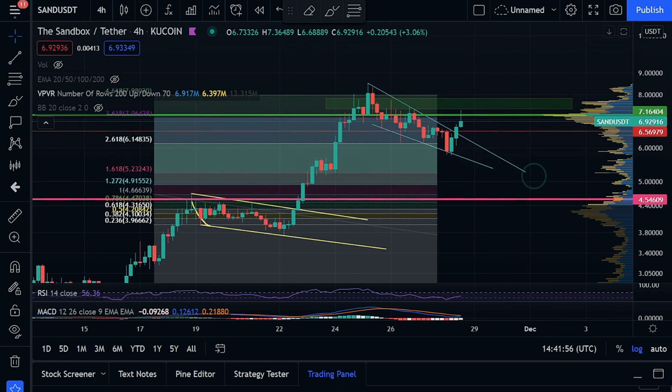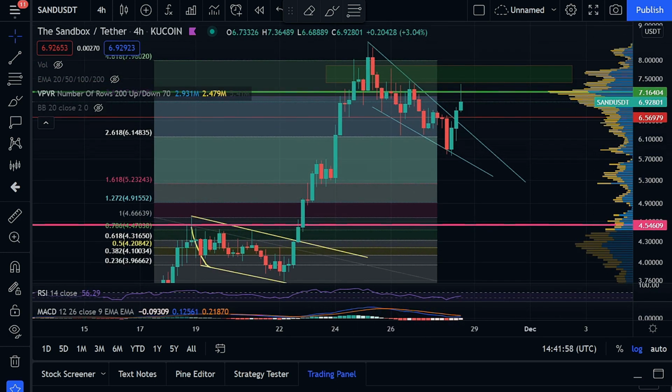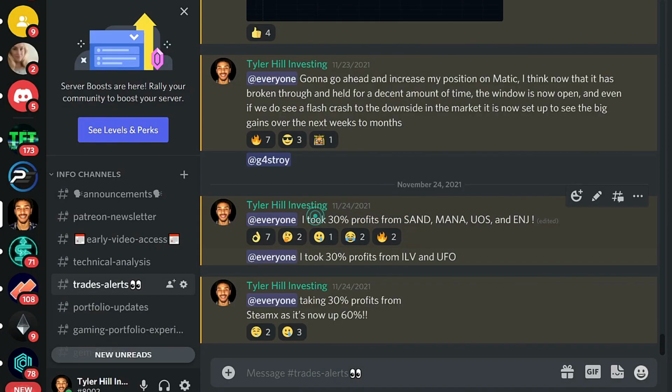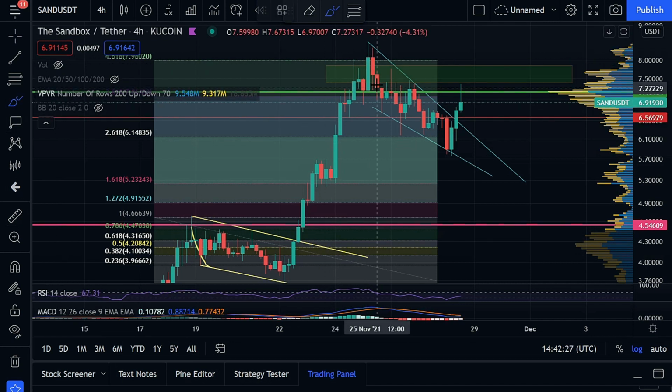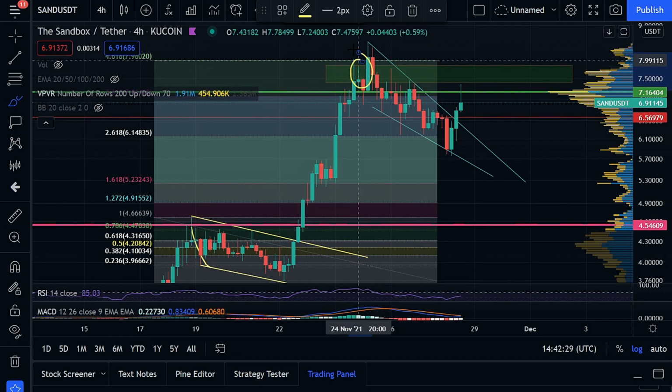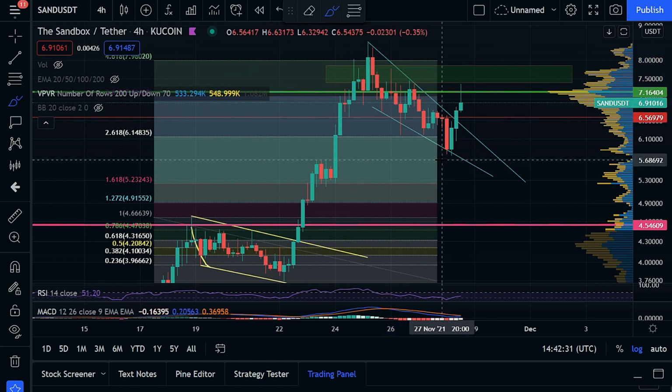So of course, guys, if you do want to know whenever I am making these buys, go ahead and check out the Patreon. I actually tell people even when I'm taking profits as well as when I'm doing these trades. I took some 30% profits from SAND, MANA, UOS, and ENJ, and as you can see, that was on November 24th. Let's see where we were at on November 24th. Boom, we took profits right up here before this big correction. So definitely go check that out.